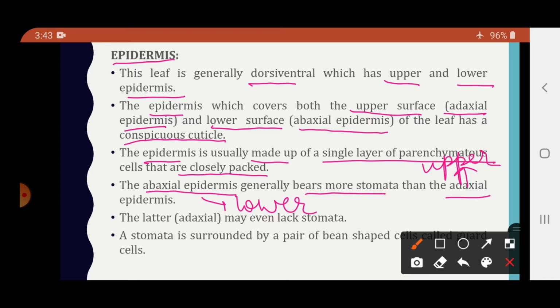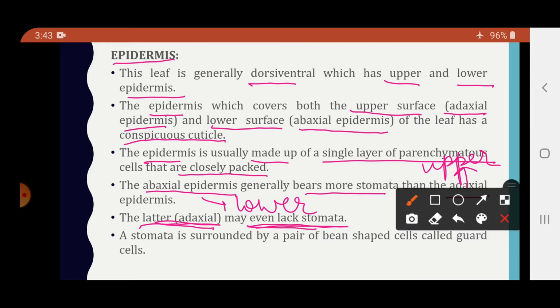So, the number of stomata is more on the lower epidermis compared to the upper epidermis. The latter, that is the adaxial or upper epidermis, may even lack stomata. It may also happen that stomata are not present in the upper epidermis. So, the number of stomata is more on the lower epidermis, and on the upper epidermis the stomata are few in number, or it may even be absent.